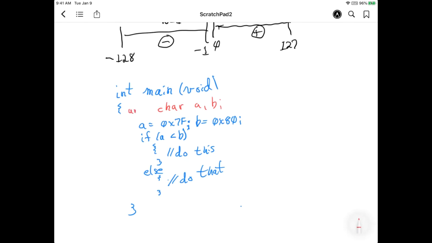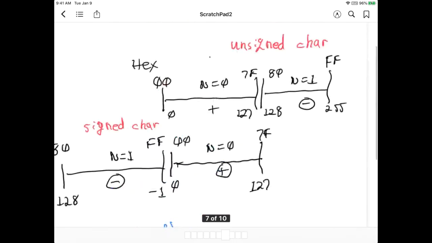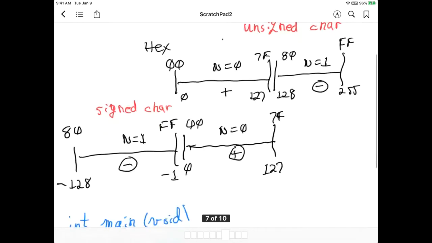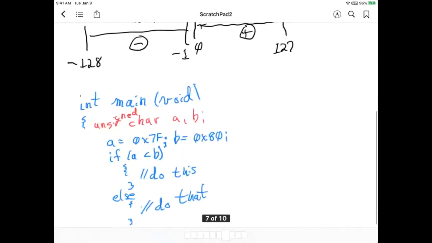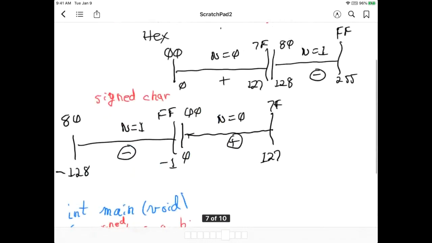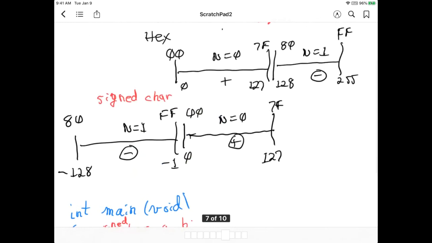So if I happen to say the word unsigned here, then what I've done is I've chosen this up here, and I've changed my line to unsigned, and 7F is definitely less than 80. So in this case, it's going to do this. If I change the word unsigned to be signed, it's going to do that. So there's two different number systems here that are completely different in terms of how they're interpreted.